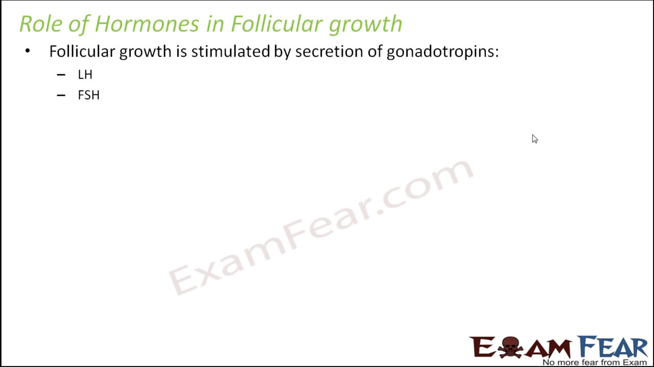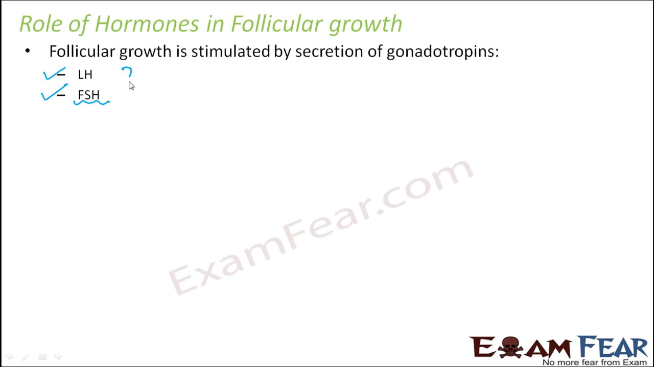So what do the hormones do? Follicular growth is stimulated by secretion of gonadotropin hormones, that is the luteinizing hormone and the follicle stimulating hormone. The name itself is follicle stimulating. So these hormones will act on the ovary and they will activate the follicle growth. They will activate the primary follicle to change into secondary, the secondary follicle to change into tertiary. So it will activate that process. If that process gets activated, the egg formation will get activated, so ovulation will get activated.